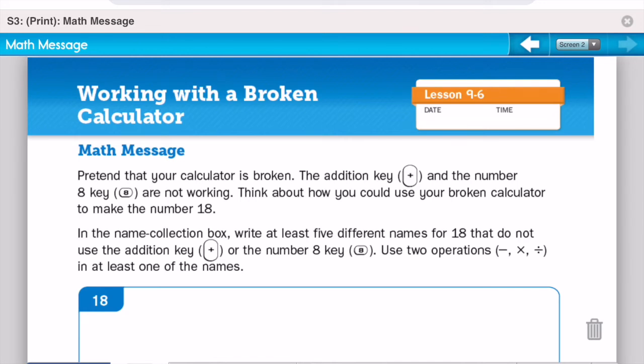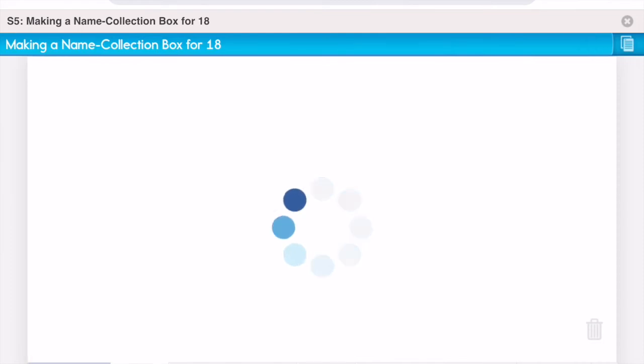In the name collection box, write at least 5 different names for 18 that don't use the addition key or the number 8 key. Use 2 operations like minus, times, divide. Of course, you can't use plus in at least one of the names. So, would you please come up with at least 5 names for 18 without using plus and without using the number 8? Go ahead and hit pause and come back when you've written at least 5 names.